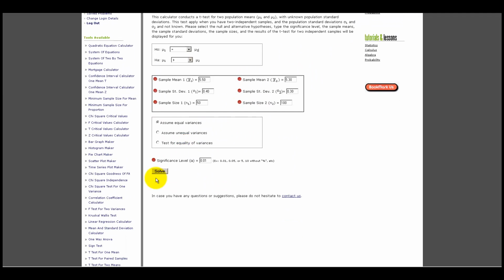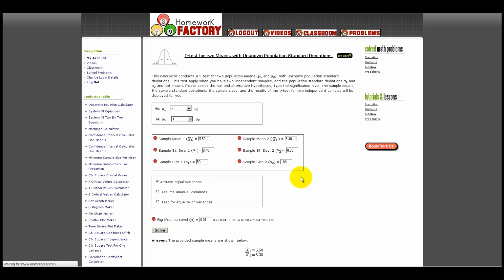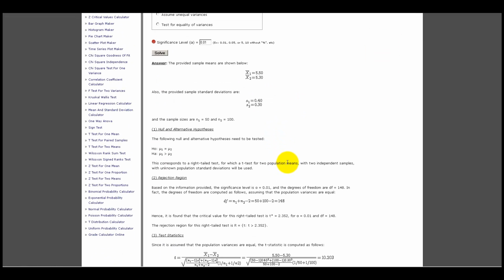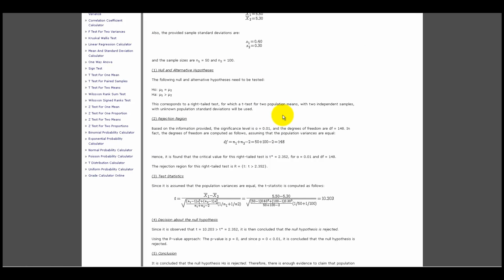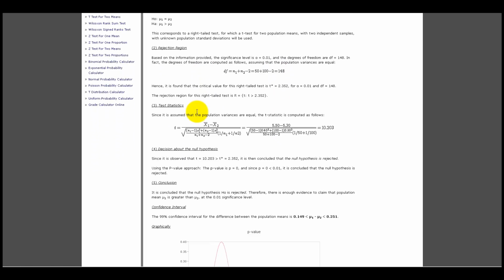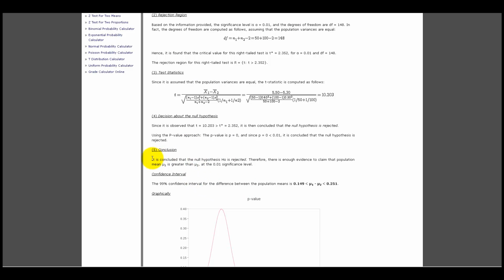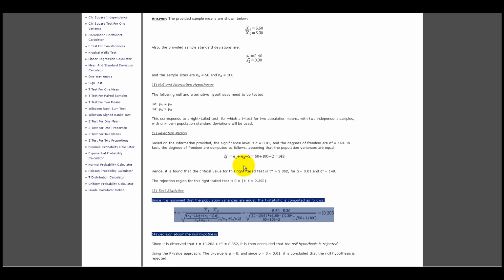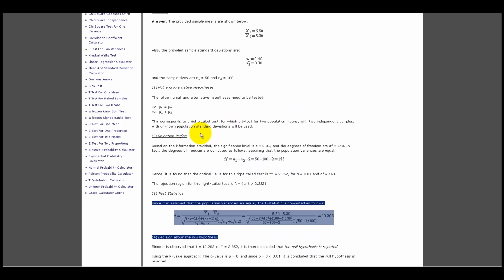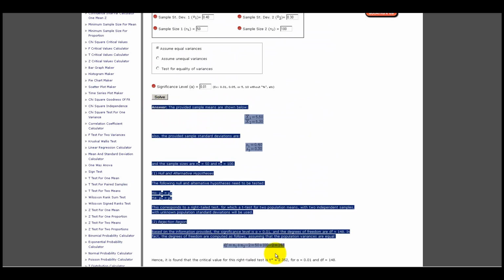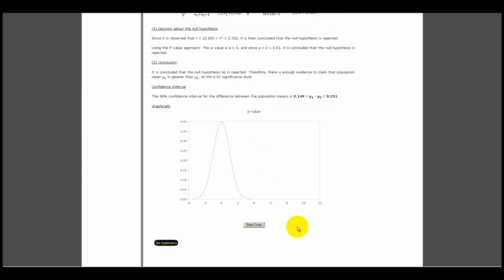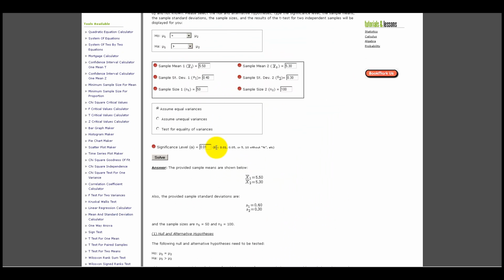Okay, and then what do I do now? Just click solve. And then you have a nicely typed solution with all the details: confidence interval, conclusion, decision about the hypotheses, test statistics, rejection region, critical values, all you need to know to have a complete answer. Remember, you can always take this, copy paste into your Word document or whatever you want to do with it.